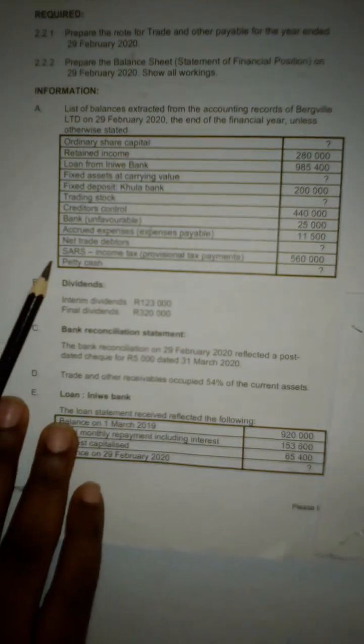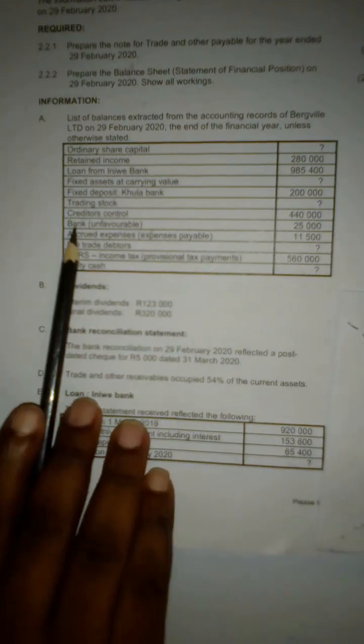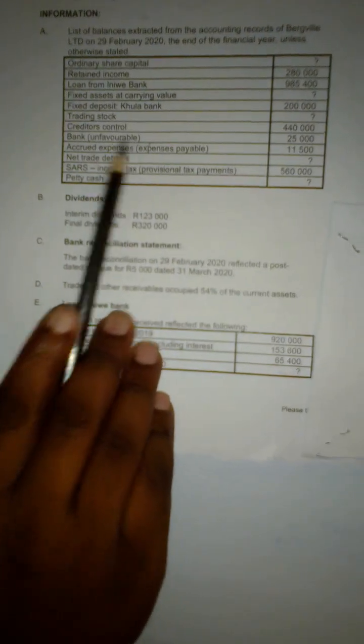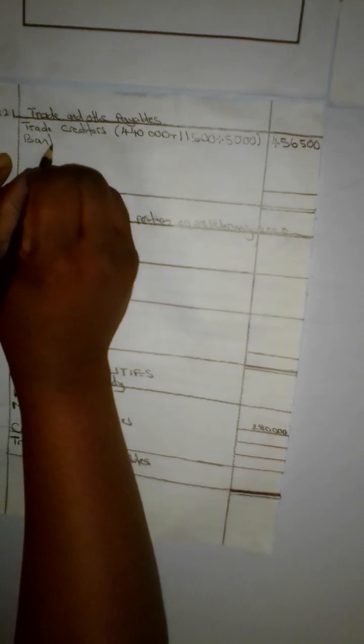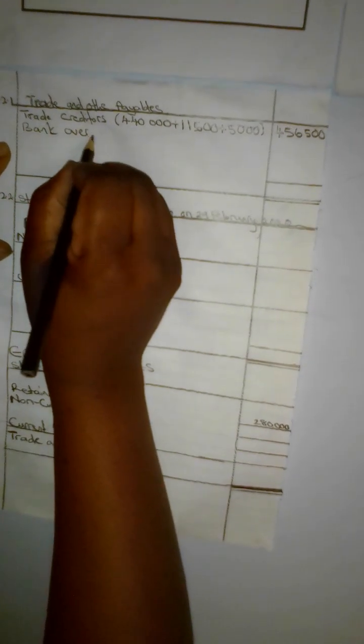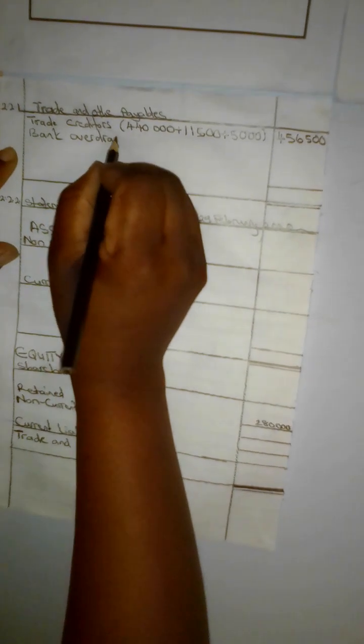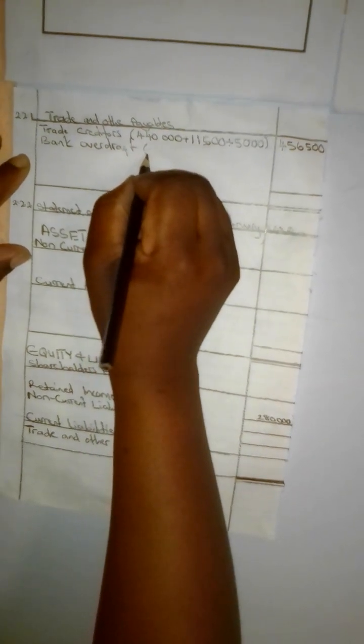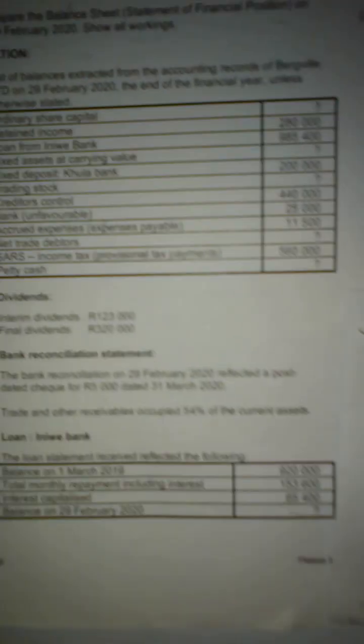What else do we have from this information in A, which makes up part of the trade and other payables? I can see that we have got a bank unfavorable. That is a bank overdraft. I can go back to the answer sheet and indicate bank overdraft. Okay, I can see there's also an adjustment. I'll open a bracket. How much is given there? There's 25,000 which is given there.